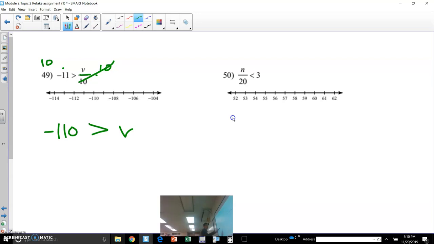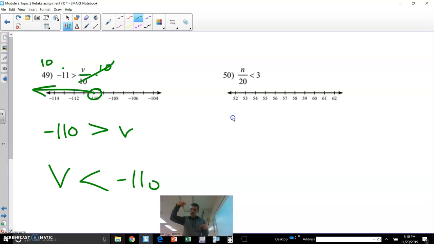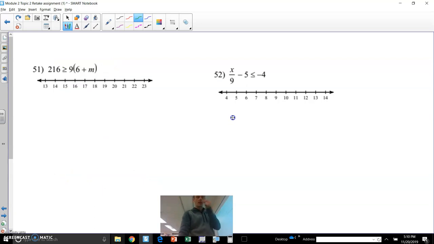But again, I don't really want to think of it this way. I want to think about it: v on the left, negative 10 on the right. And if negative 10 was greater than all my answers, then v must be smaller than negative 10. So let's go open at negative 10 and go left. Remember that open circle means you cannot be equal, so I don't want to fill that little point in on the number line.